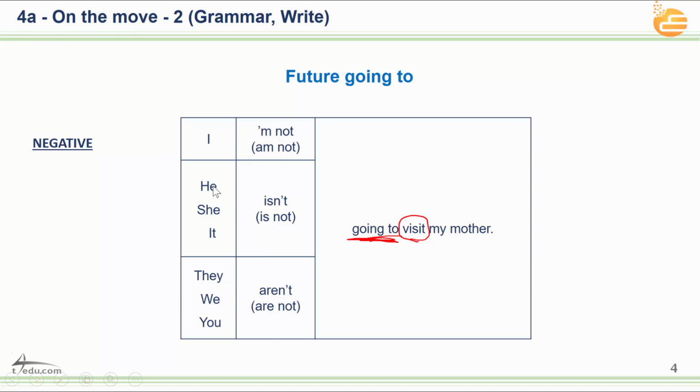For example, he isn't going to visit my mother. She isn't going to visit my mother. We aren't going to visit my mother. You aren't going to visit my mother. Okay, and the same thing. You can use I'm not or I am not. He isn't or he is not. They aren't or they are not. It's the same, the short or the long.